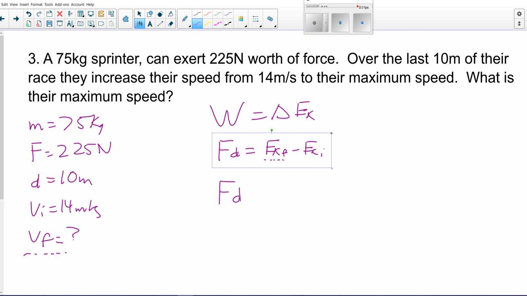Force times distance plus EK initial equals EK final. Right? Now I would say put in the formulas. If you put in the formulas before, okay, and you had force times distance equal 1/2 mvf squared minus 1/2 mvi squared, that's fine. Can I still move this all in one chunk?